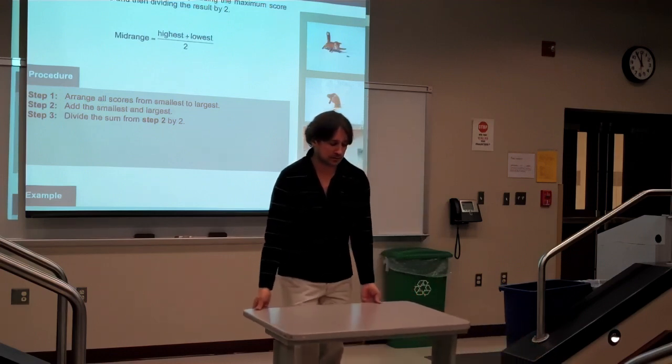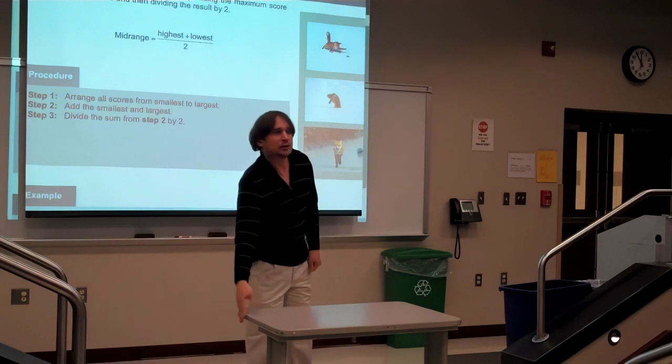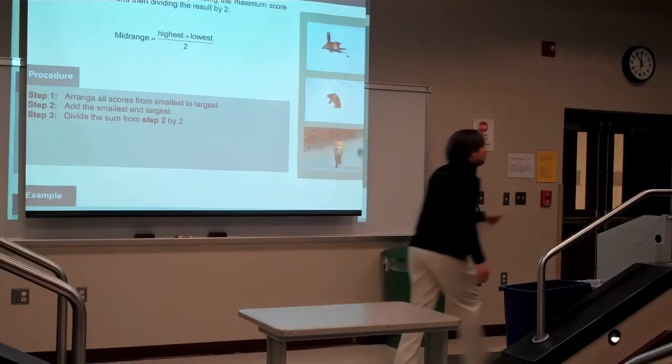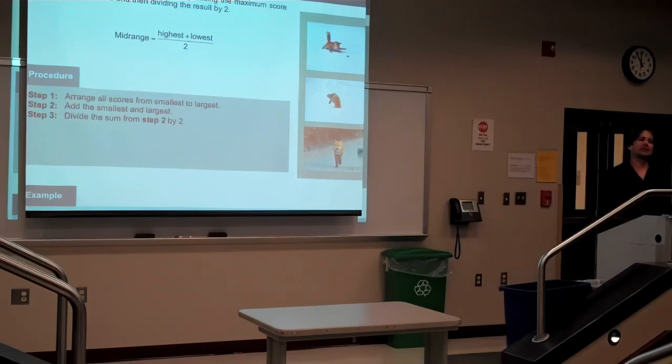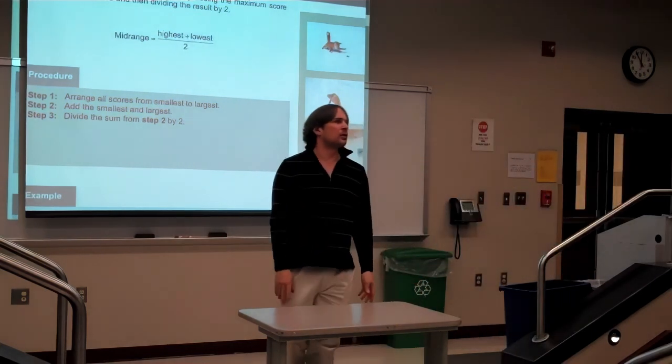However, the mid-range is going to take the lowest score, which is right here, add it to Tiger Woods' score, and then divide by 2. It's going to say the center of the blob is over here. It's not. So sometimes the mid-range doesn't give us accurate scores.